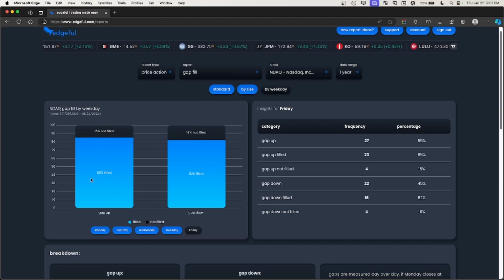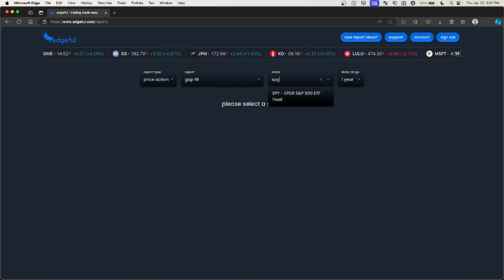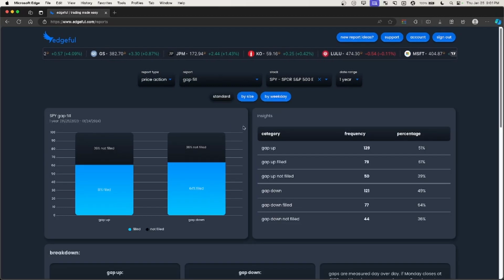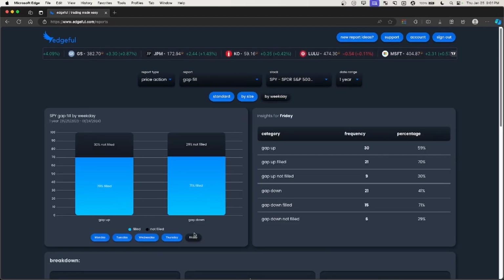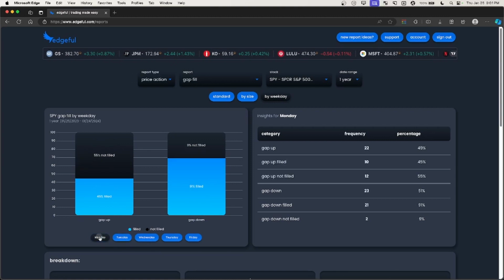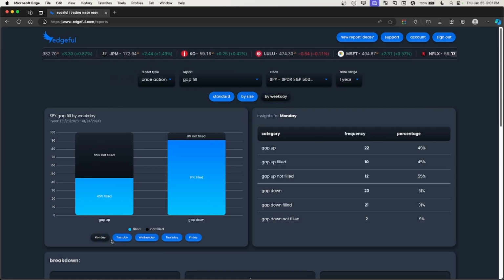85% of the gap on a Friday gets filled on NASDAQ. And then we can go to SPY and we can check out SPY. Over this year, we can go and we can see all of this. So now on a Monday, the gap down is a 91% fill rate.